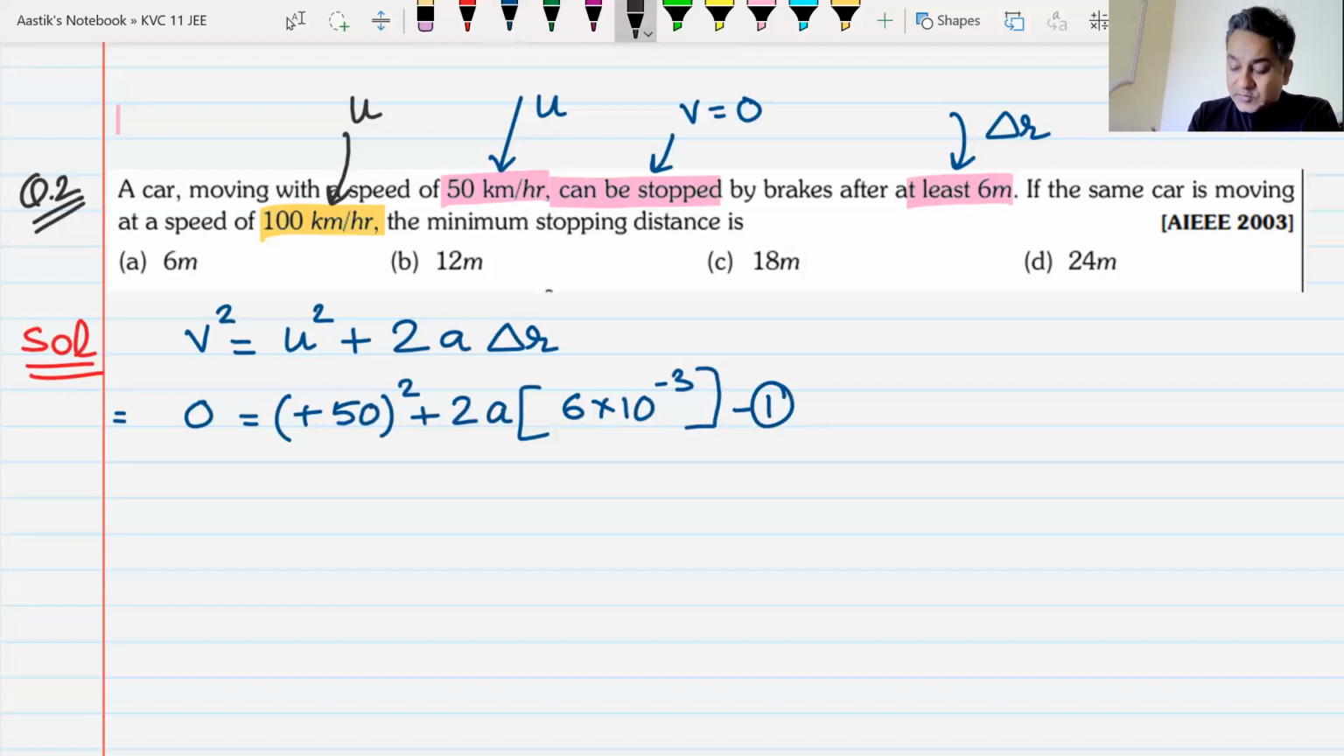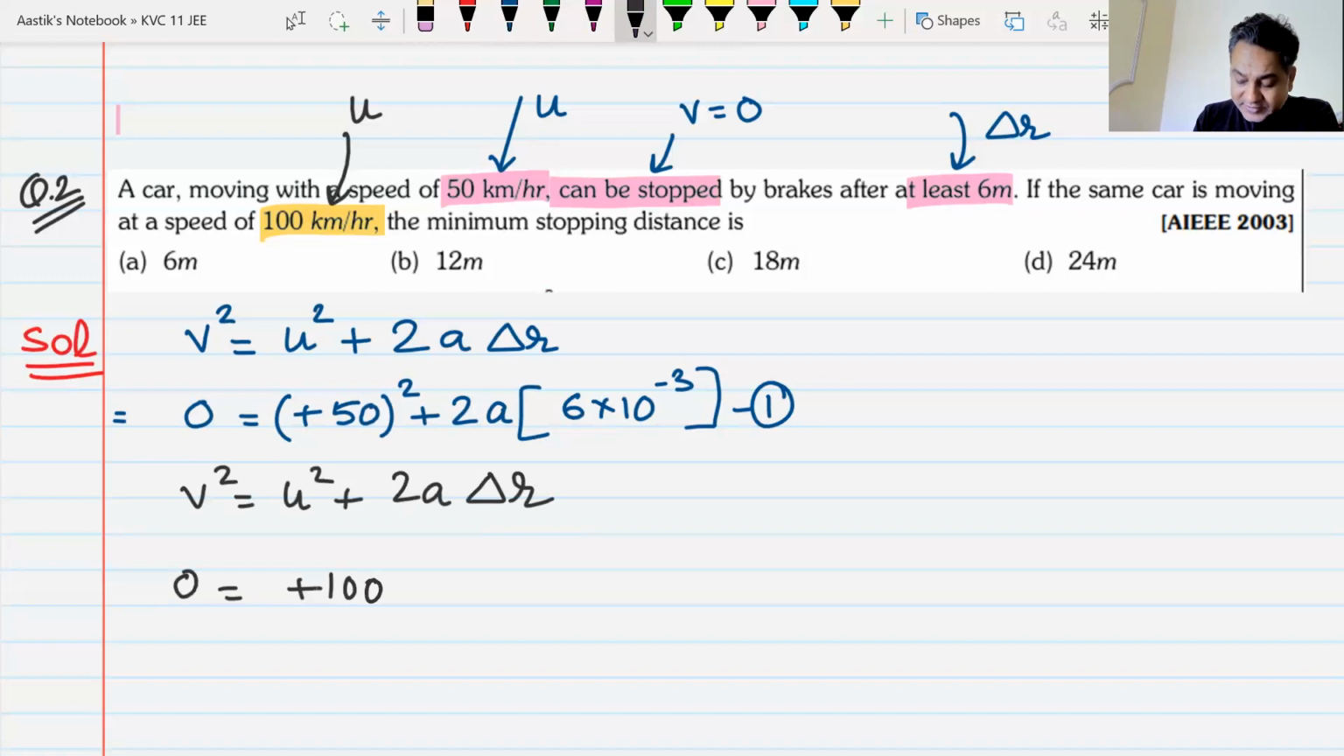Now I'll make a similar equation for the second case. v square is equal to u square plus 2 times a into delta r. In this case also, final velocity is 0, initial velocity is plus 100, plus acceleration, because it is the same car, will be same, multiplied by the displacement. I don't know, let me call this as x.